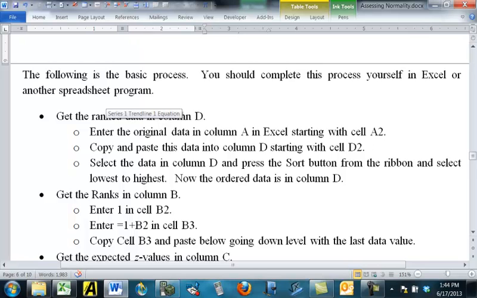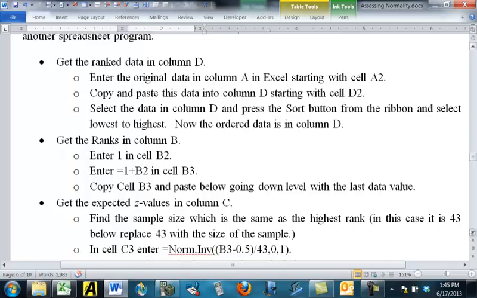Get the rank data, I set in column D. Original data in column A, starting with cell A2. Copy and paste it in column D, starting with D2. Select that column, sort it from lowest to highest in column D. Get the ranks in column B. These may be different columns than I had over there, but this will work. Enter 1 in cell B2, then in B3 enter 1 plus cell B2. Copy it and paste it below.